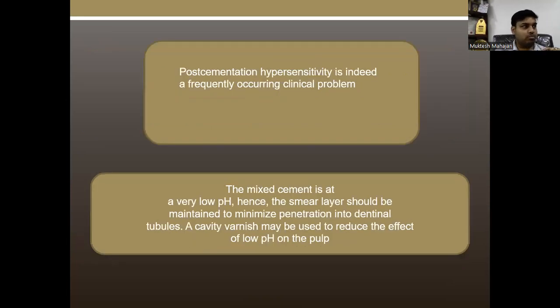Post-cementation hypersensitivity is indeed a frequently occurring clinical problem. A mixed cement is at a very low pH, hence the smear layer should be maintained to minimize the penetration into dentinal tubules. This is the cause for the hypersensitivity. Cavity varnish may be used to reduce the effect of low pH on the pulp.